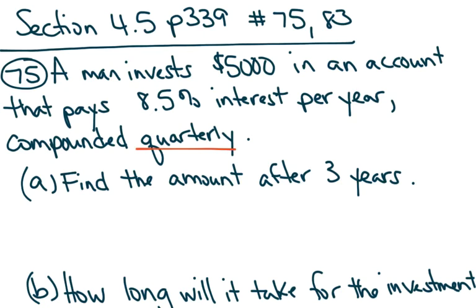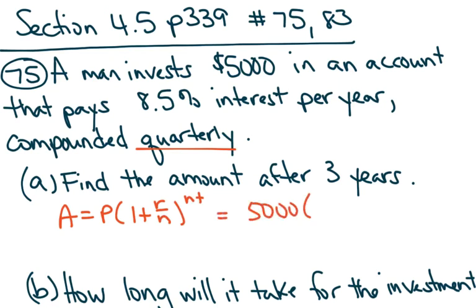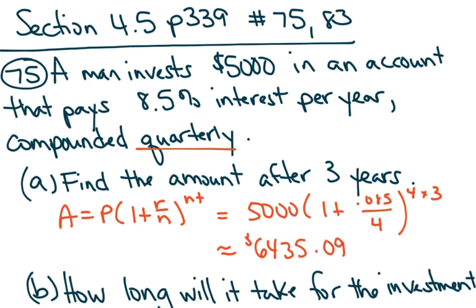Since it's being compounded quarterly, we're going to use P times (1 plus r over n) to the nt. So he invests $5,000, 1 plus the rate is 0.085, quarterly is 4 times a year, raised to the 4 times 3, and he will have about $6,435.09 in the account.